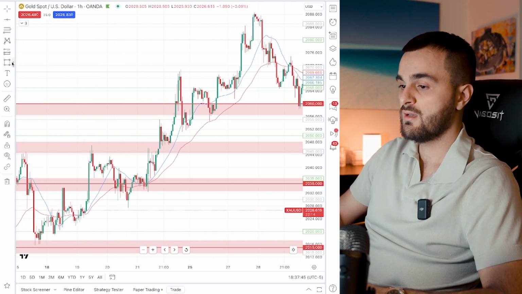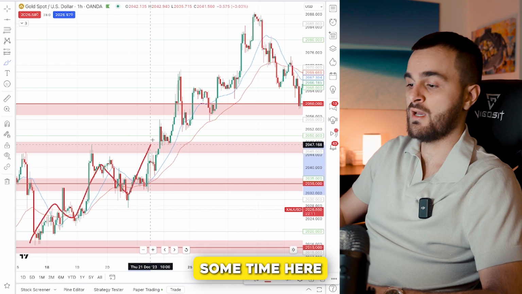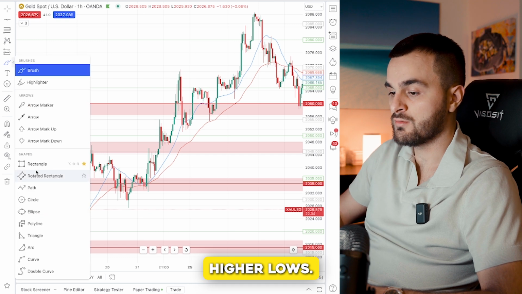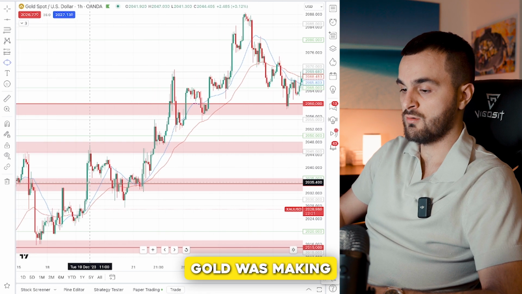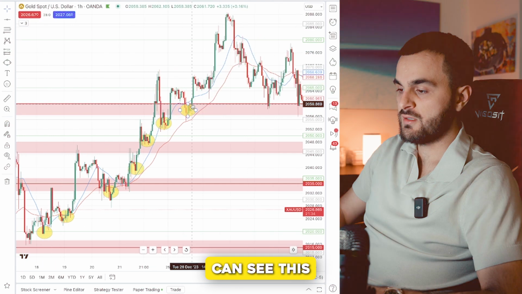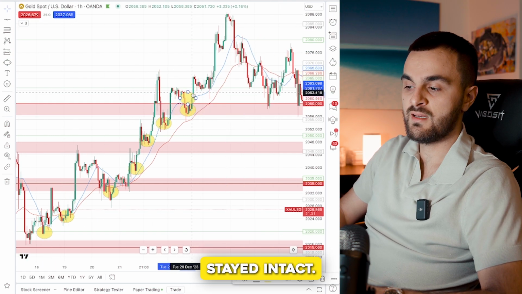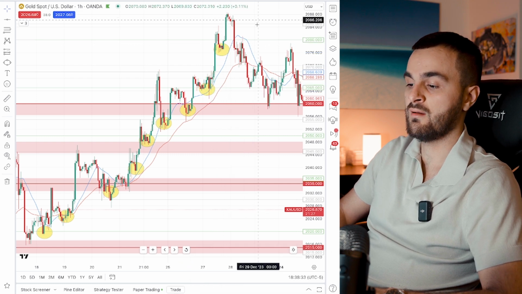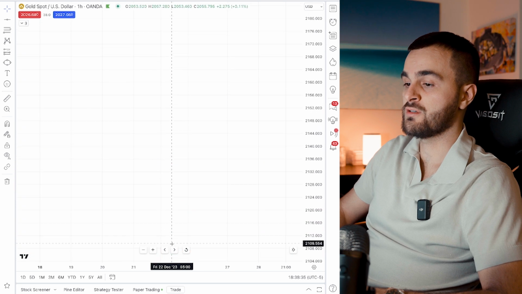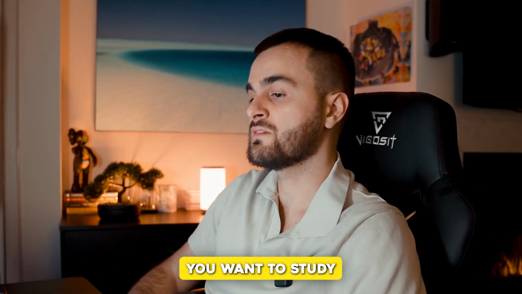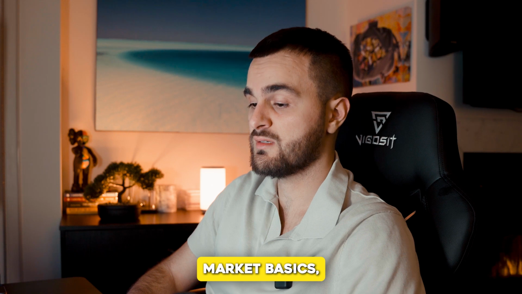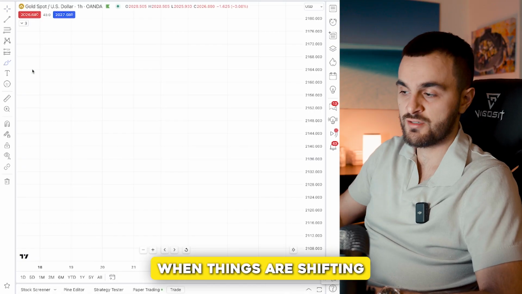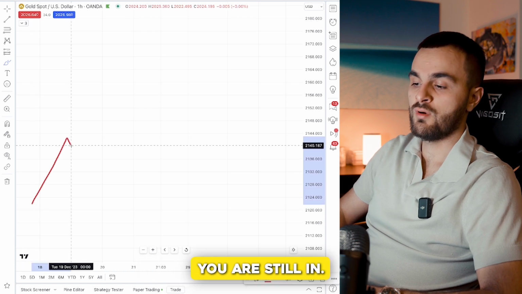You can see here, guys, gold was in an uptrend for quite some time here in December. An uptrend is something that's making higher highs, higher lows. So this whole time we can see gold was making higher lows. You can see this trend on gold stayed intact. It maintained. All these lows are going continuously higher, higher, higher. Market structure is very important, guys. One thing you want to study when it comes to your Forex market basics. Even though it seems so basic, it's very, very powerful. It can help you understand when things are shifting and what trend you are still in.